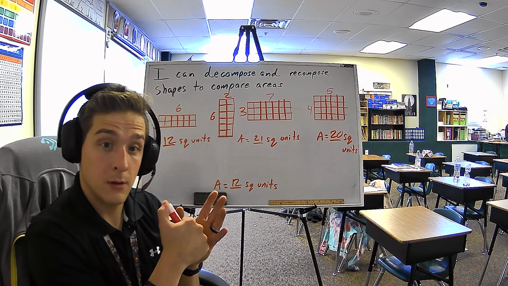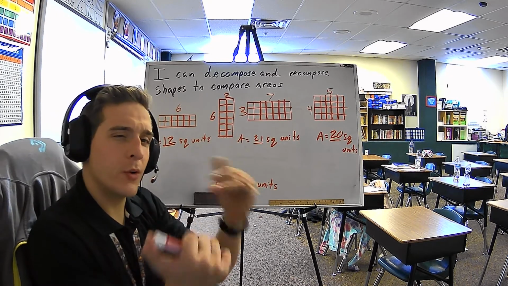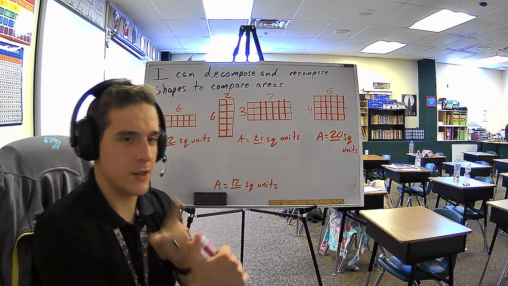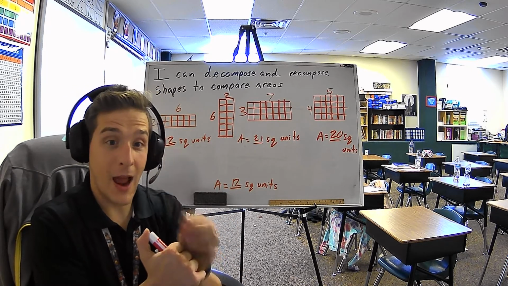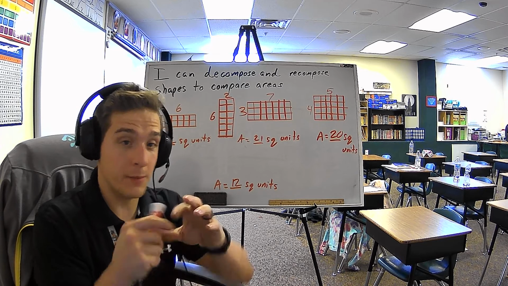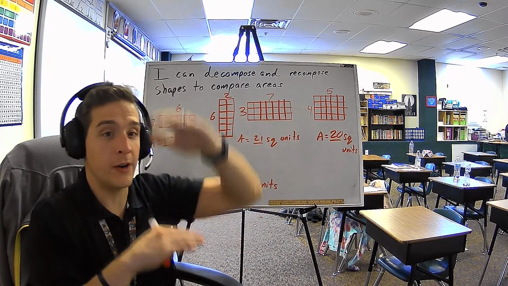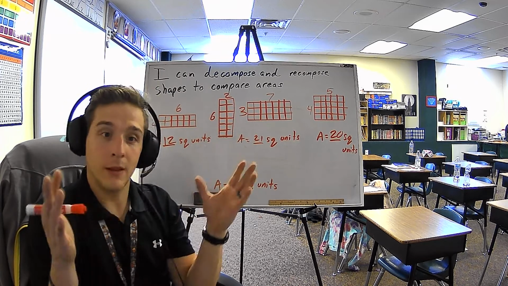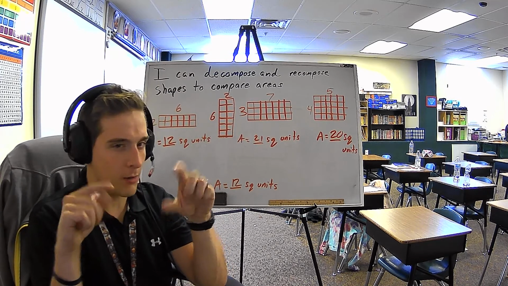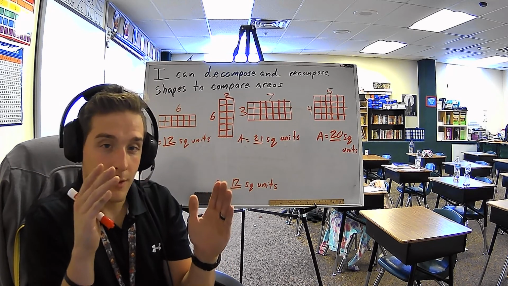Yeah, it is. So even though they're rearranged differently, as long as they still have 12 square units in it, they have the same area. One can be very long and very skinny, one can be very tall and very skinny, one can be in the middle, a little tall and really wide. Just keep that in mind.